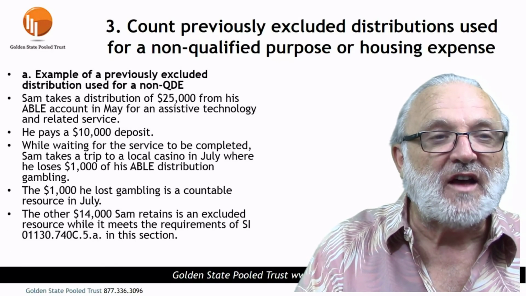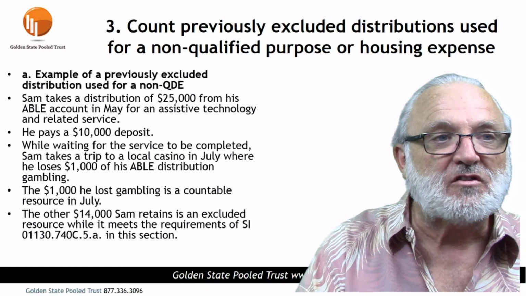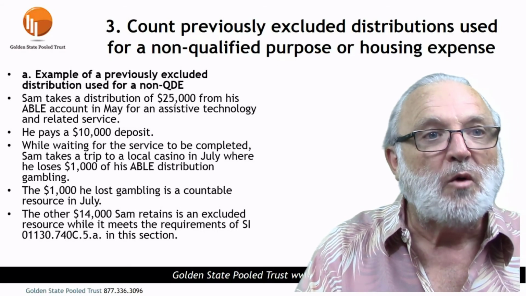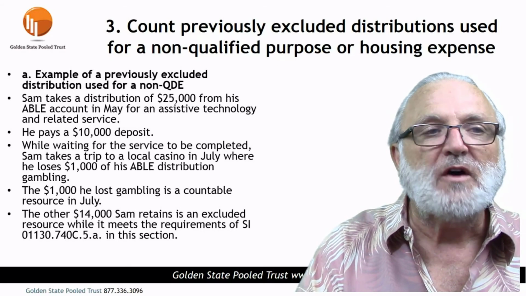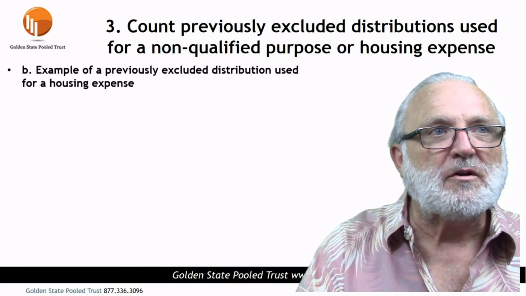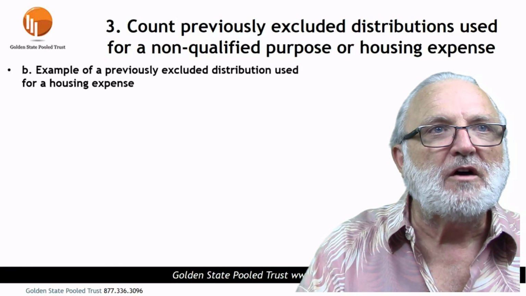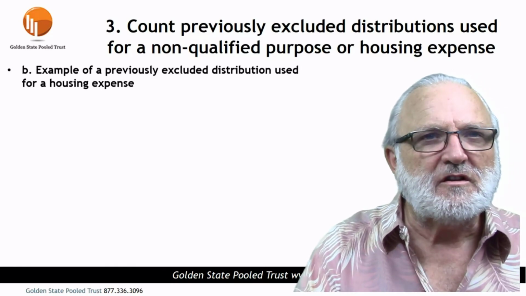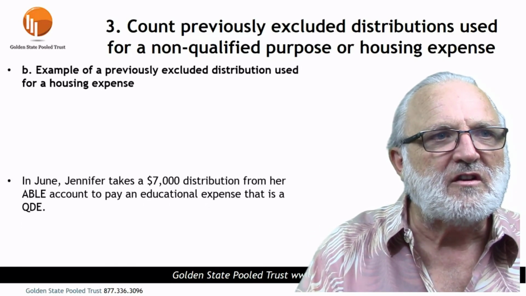The other $14,000 Sam retained is an excluded resource while it meets the requirements of this section. Here's another example of a previously excluded distribution used for a housing expense.